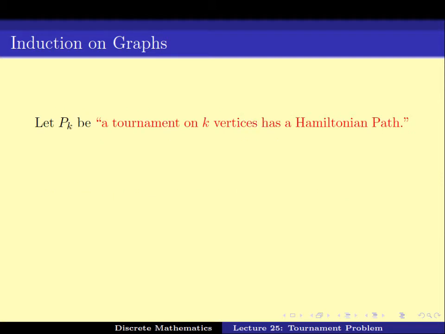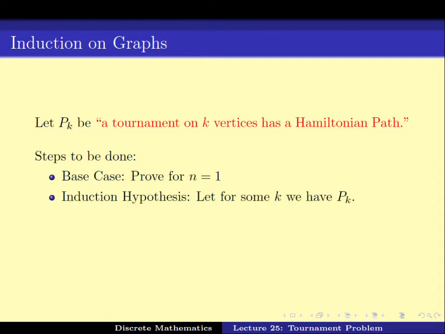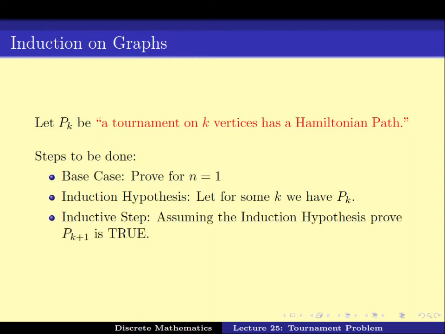So of course, if this is Pk, that the tournament on k vertices has a Hamiltonian path, we have to do three steps. First of all, the base case, then the induction hypothesis, where we say that okay, let it be true for some k, and then assuming that it is true for some k, prove the case for Pk plus 1.